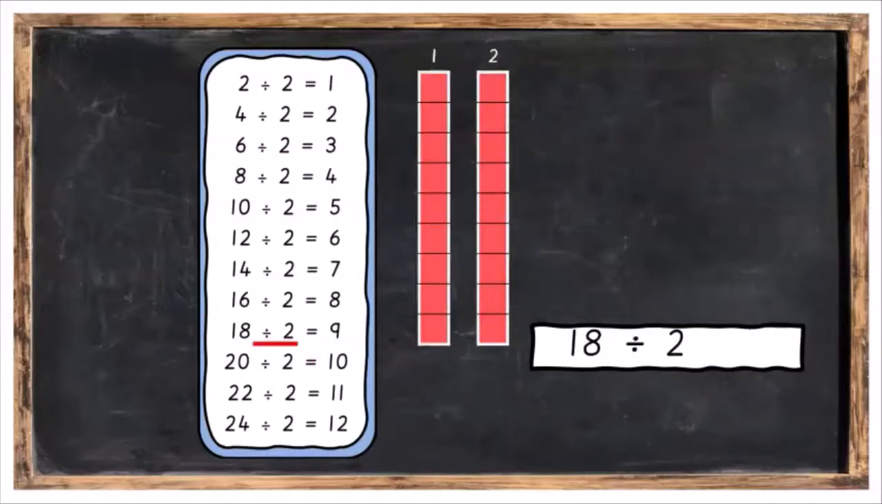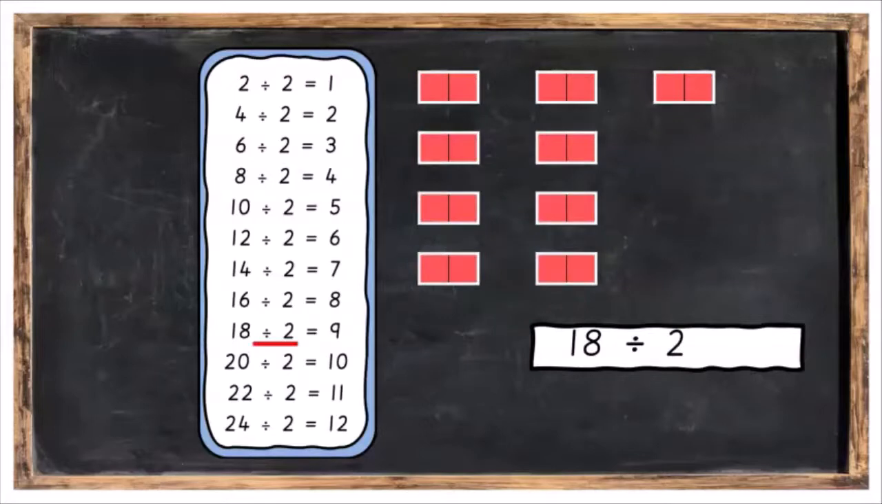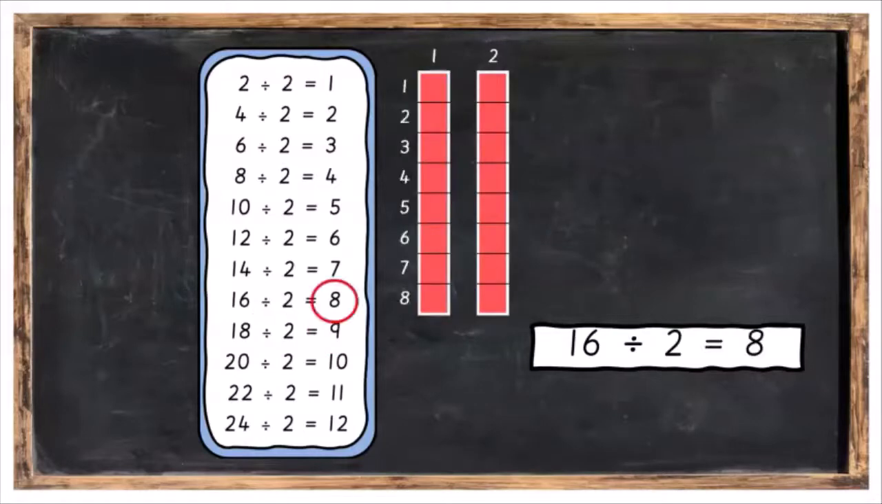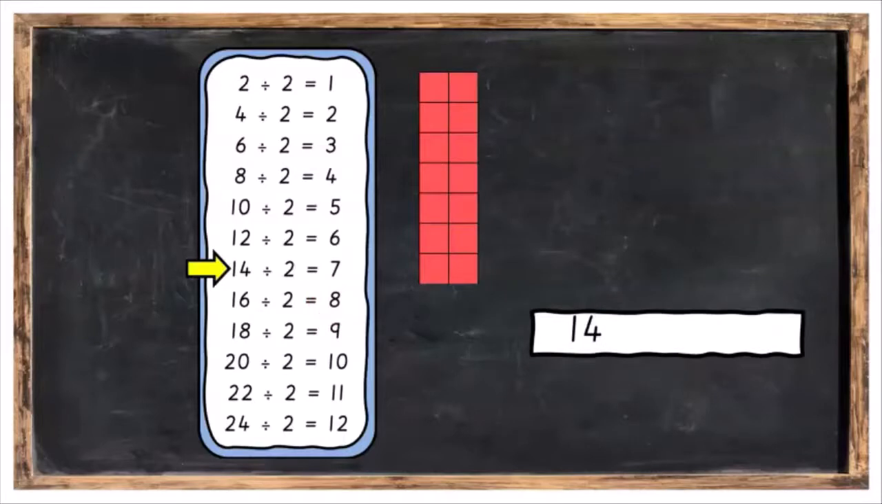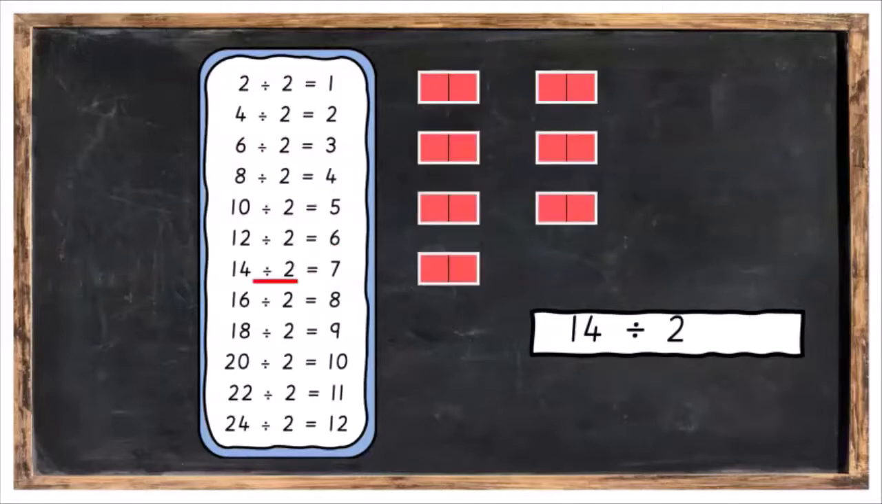18 divided by 2 is equal to 9. And 18 divided into 2s is equal to 9. Same thing. 16 divided by 2 is equal to 8. 16 divided into 2s is equal to 8. 14 divided by 2 is equal to 7. And 14 divided into 2s is equal to 7.